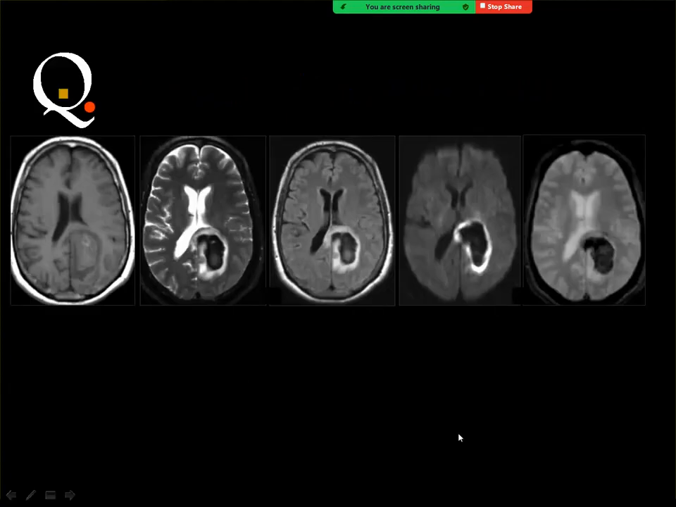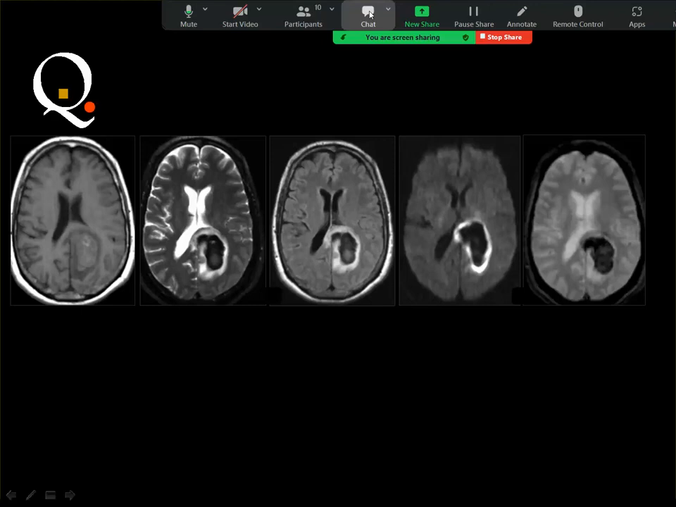Next case is a series of MRI, including the T1, T2, FLAIR, diffusion, and ADC images.